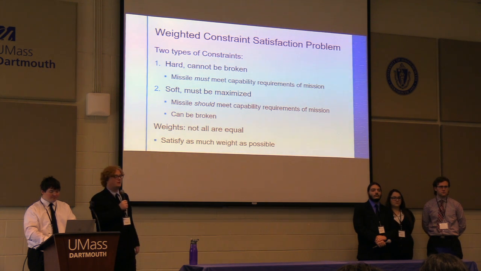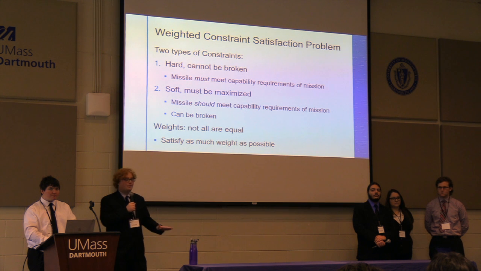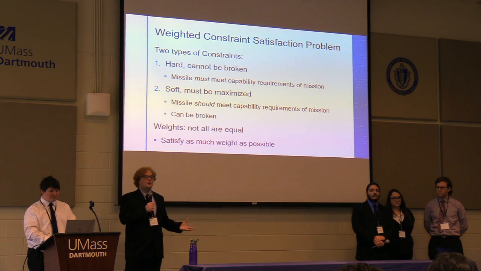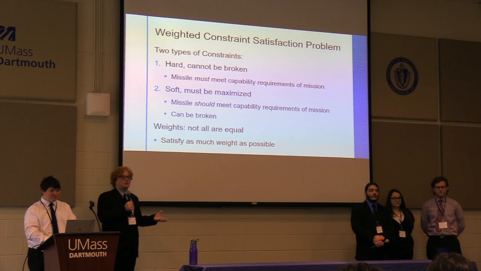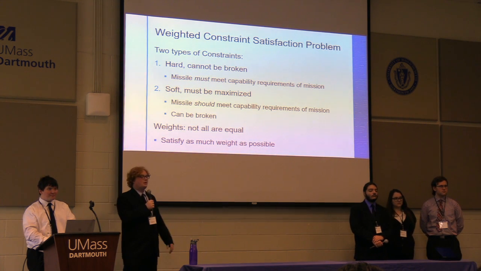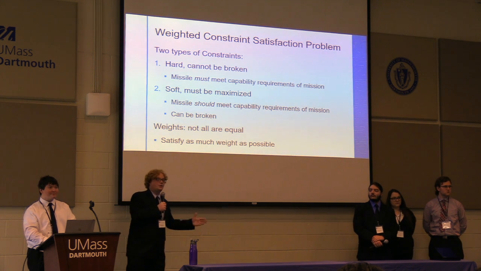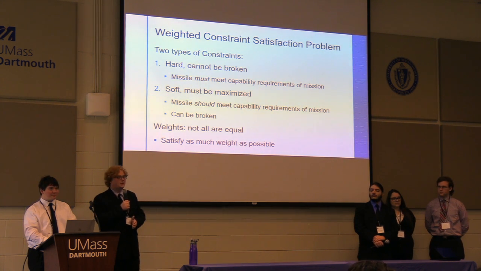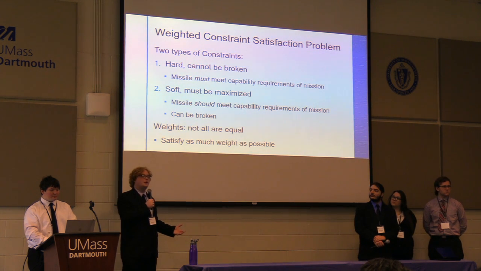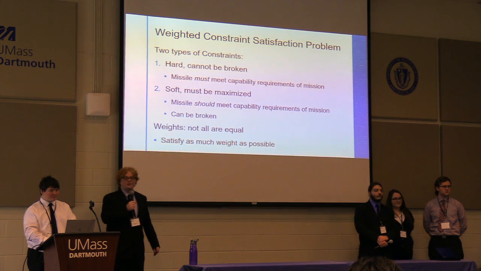The second type of constraint is a soft constraint, which can be broken, but we really should not break it, and it must be maximized. I'll give an example of that momentarily. These constraints are prioritized, so to prioritize them, we give them weights. The constraints with the higher weights are higher prioritized, and the ones with the lower weights are lower prioritized. And if you add up all of the weights, you'll get the score for the solution. And as with most things that aren't golf, the higher the score, the better the solution.